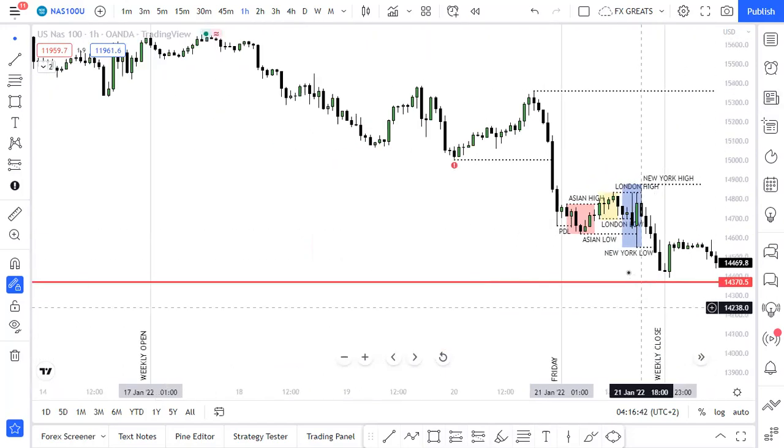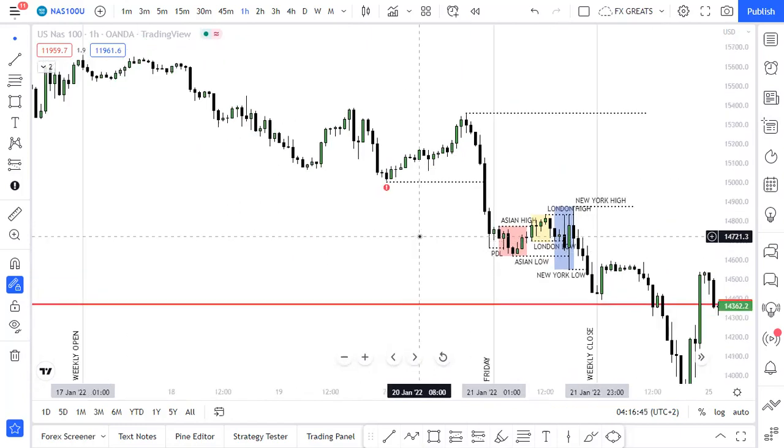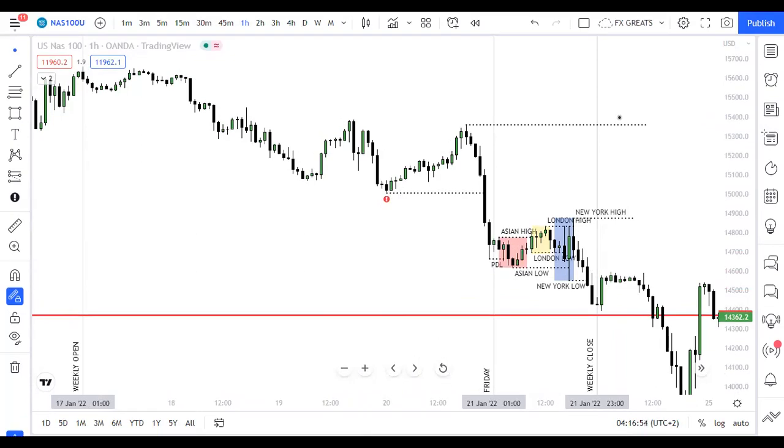Since my TradingView is not paid, I'm not going to be able to go to a smaller time frame, but there is a screenshot that I took on 30 minutes. Okay, let me pause the video. Let me pause the recording.